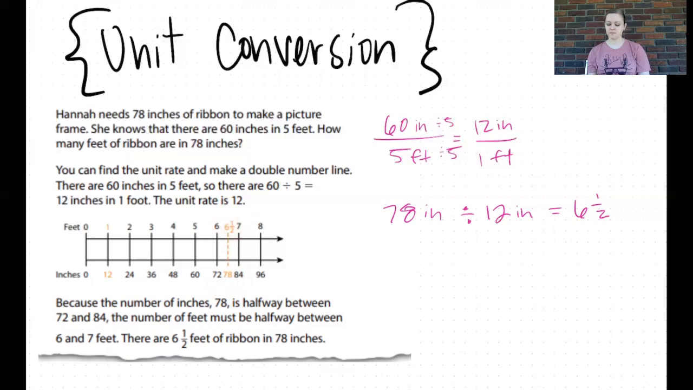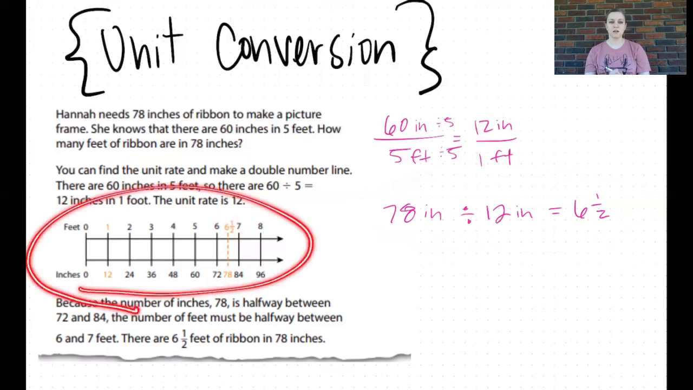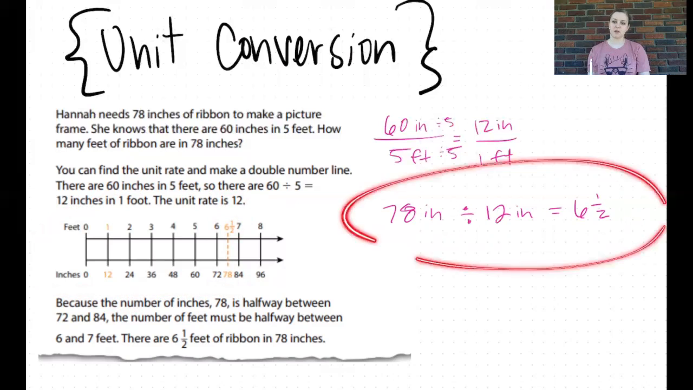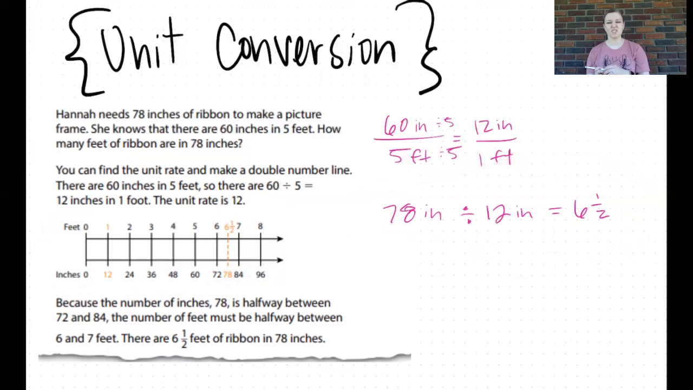Or you can use some thinking and you can just divide, right? So you can look at the visual of your double number line and you can count by 12s and count by 1s, use that unit rate. Or you can just do some math over here and you can say, well, I know that there's 78 inches and I know there's 12 inches per foot. So when I divide, I get 6 1/2 feet.